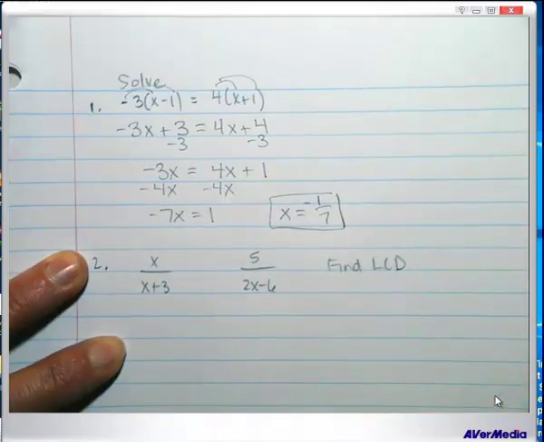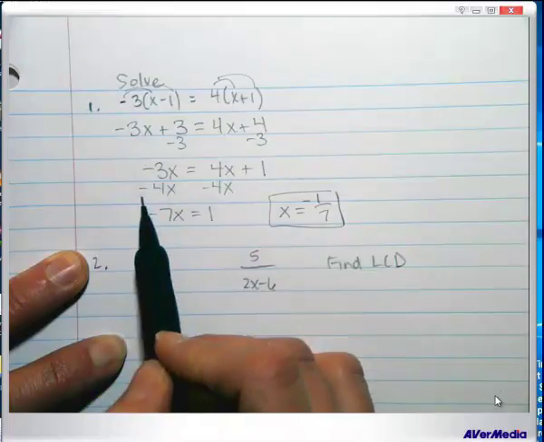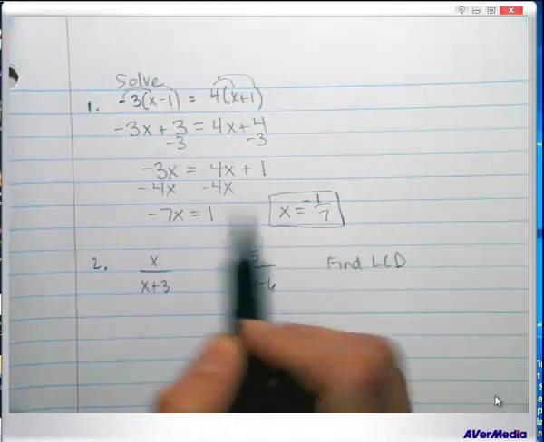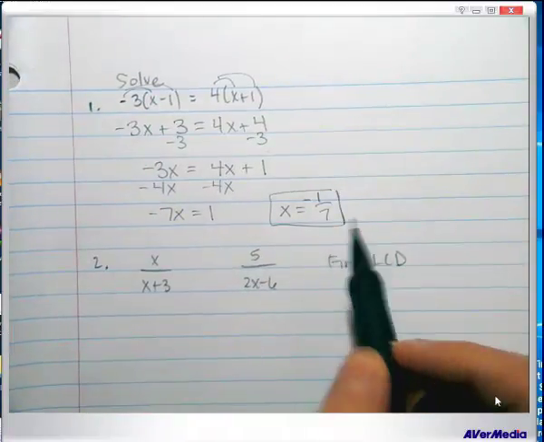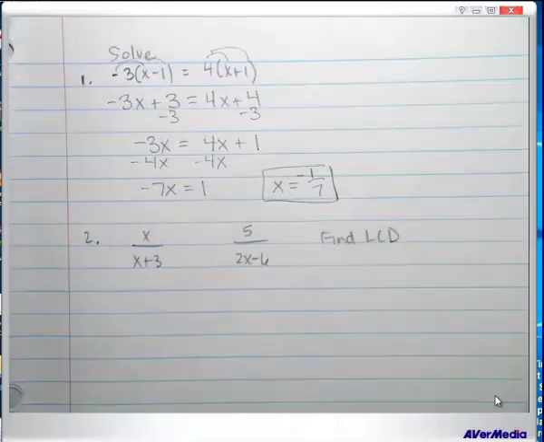Who else got that same answer? Okay, those of you who did not, do you know what you did wrong, or did we make a mistake? I think we did it right. Negative, positive, subtract. Yeah, looks good. If you didn't get -1/7, try to see if you can figure out what you did wrong. Okay? I'll leave that up for just a second while we start the next one.